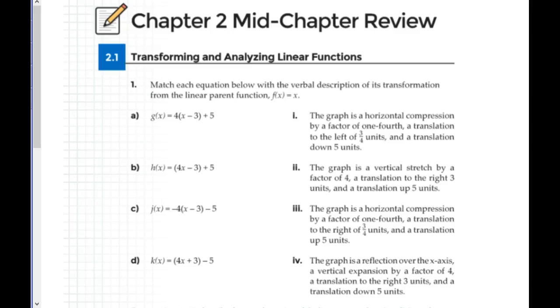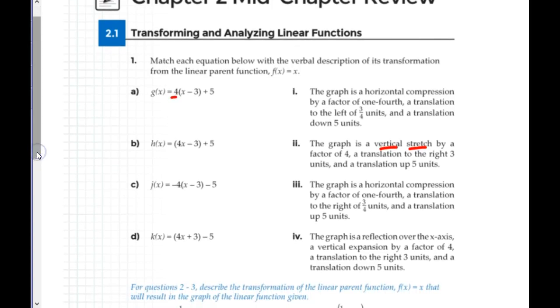Alright, so number 1, match each equation below with the verbal description. Okay, look at A. This number out front is a vertical stretch. So it looks like it could be this one, by a factor of 4. That's right. Translation of right 3, up 5, that is true.